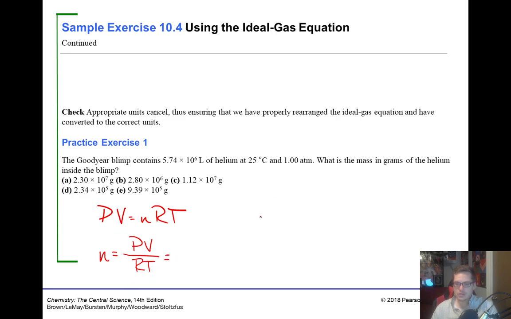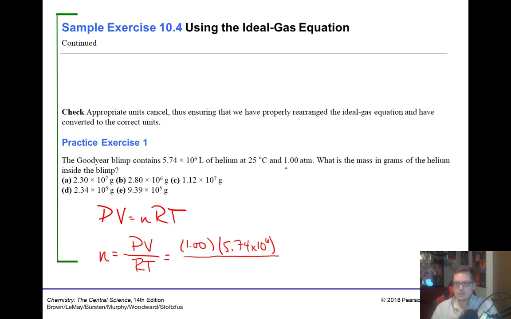All right, so the pressure is at 1 atmosphere, so we'll put 1.00 for the pressure. And then the volume here, well, it says right here is 5.74 times 10 to the 6th. All right, the R value, now we have to choose our R based on what pressure unit we used.